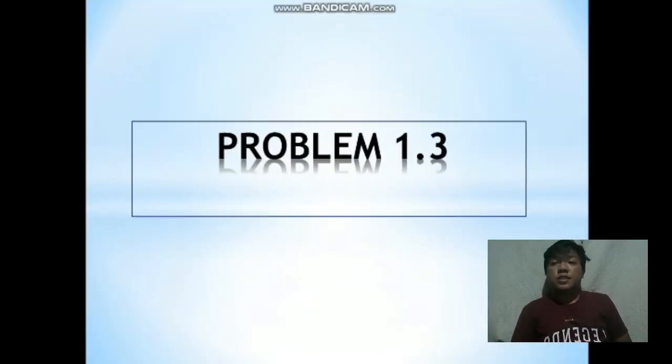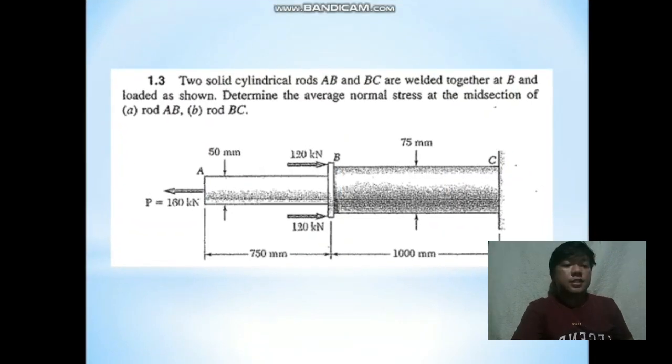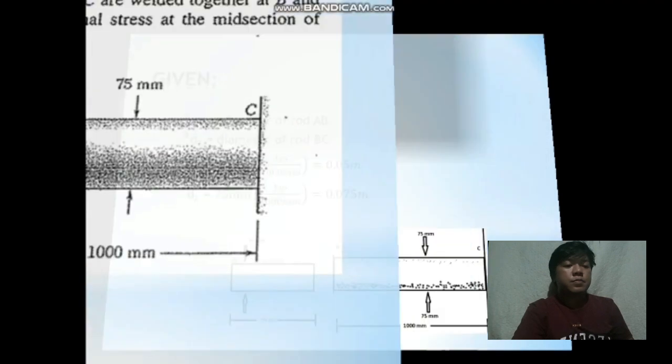An example for this is problem 1.3 that can be found in the book. It says that two solid cylindrical rods AB and BC are welded together at B and loaded as shown. Determine the average normal stress at the midsection of rod AB and rod BC.